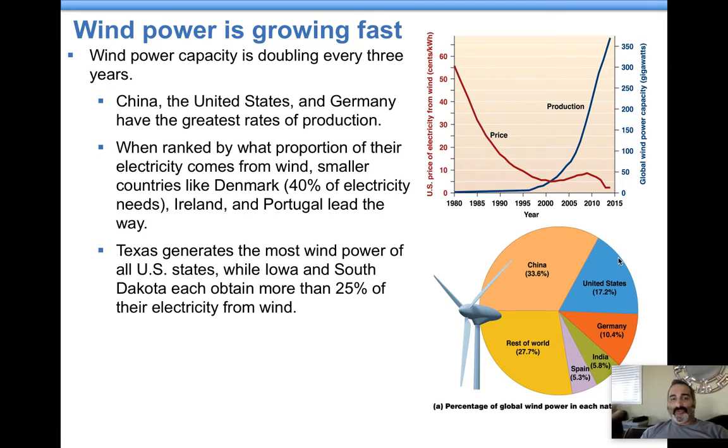Well, wind power is growing. All right, it's doubling about every 3 years. It used to be years ago the fastest growing form of renewable energy, but solar photovoltaic solar cells have overcome that by far. Which countries use it the most or produce the most? China, the U.S., and Germany. These are the big producers.